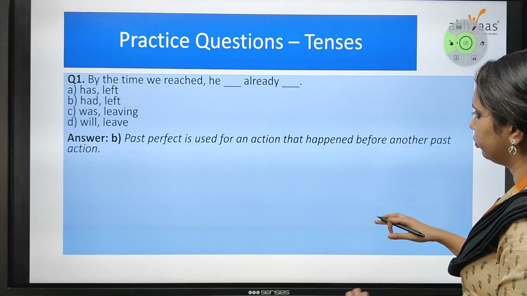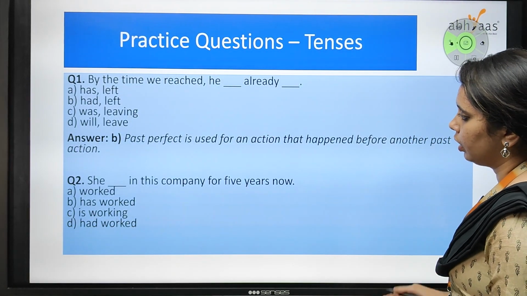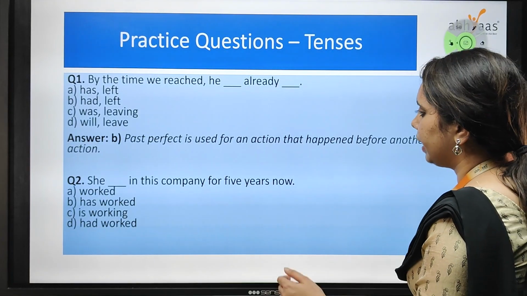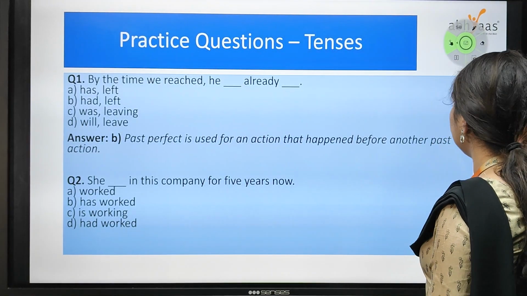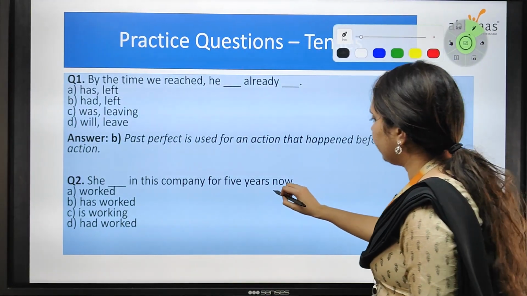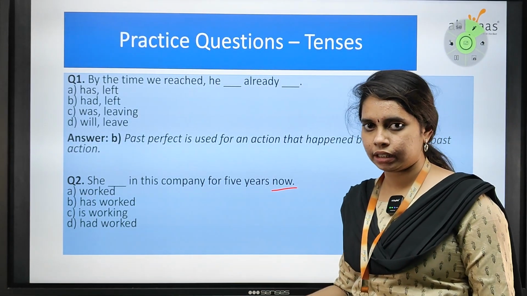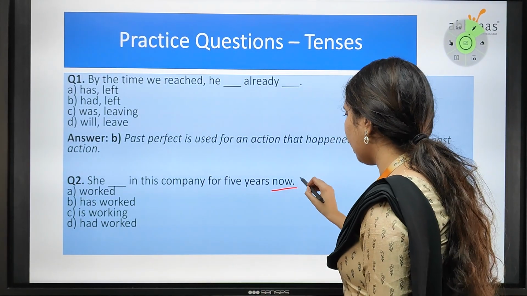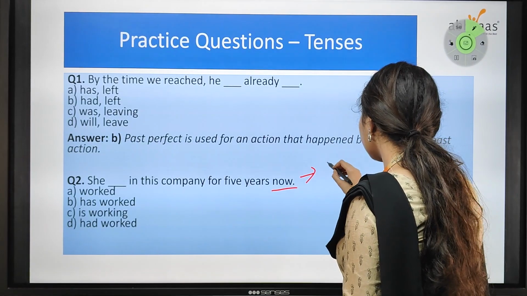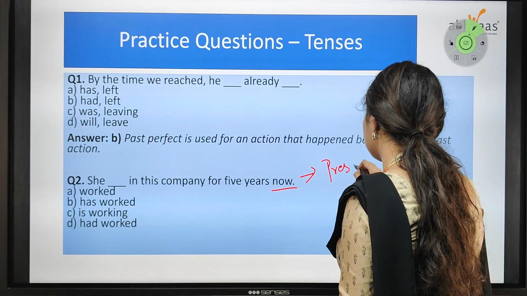Okay, let's look at one more. She dash in this company for many years now. See, whenever you have these clue words like now or yet or just, you should remember that they are the clue words for present perfect tense.